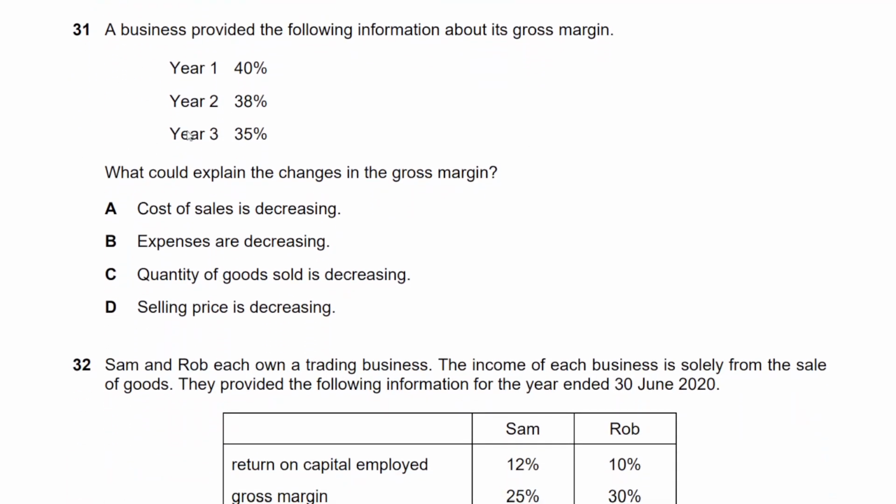Number 31, again repeated. A business provided the following information about its gross margin. What could explain the changes in gross margin? Option B is totally wrong because expenses come after the gross profit, so they're not even associated with gross margin. Cost of sales is decreasing. If cost of sales are decreasing, our margin should become better, not worse. Quantity of goods sold is decreasing. Quantity does not affect the margin and markup. If you're selling one product at a 20% profit, we can sell 1,000,000 products at a 20% profit. That doesn't change the margin itself. When the price changes, that's going to affect the margin. Right?